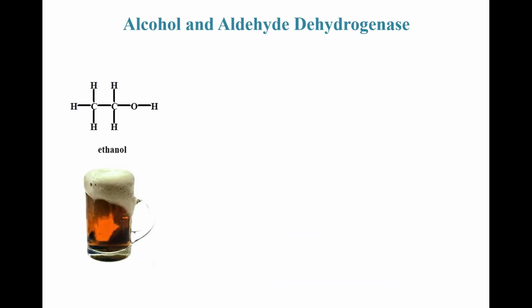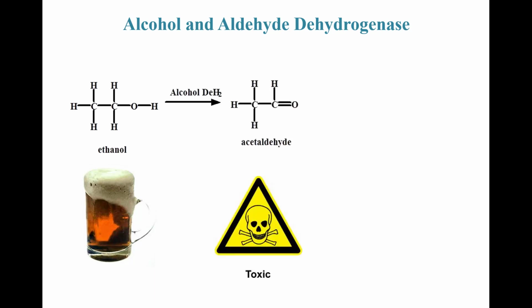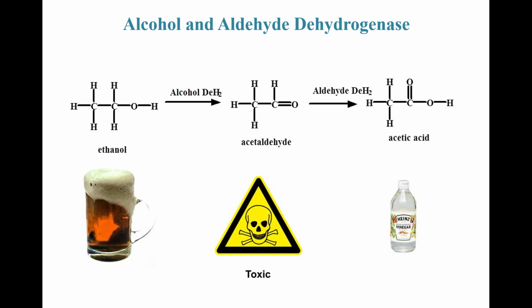Here's another example you may be familiar with, the metabolism of ethanol. When ethanol is consumed, it is predominantly metabolized in the liver by two reactions. First, alcohol dehydrogenase forms acetaldehyde. This is a compound that is responsible for the alcohol toxicity and the negative physiological effects associated with an alcohol hangover. Aldehyde dehydrogenase further metabolizes acetaldehyde into acetic acid, a common component of household vinegar.